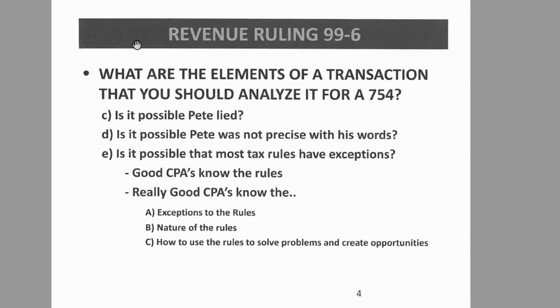Page 1 and 2. C, is it possible that Pete lied? D, is it possible Pete was not precise with his words? E, is it possible that most tax rules have exceptions? Good CPAs know the rules, really good CPAs know the exceptions to the rules, the nature of the rules, and how to use the rules to solve problems and create opportunities.